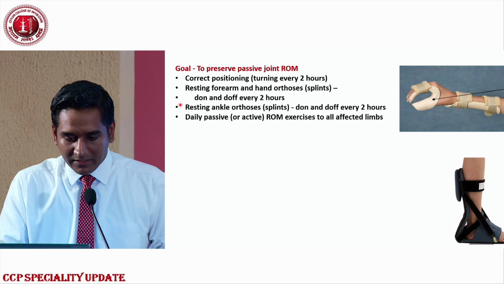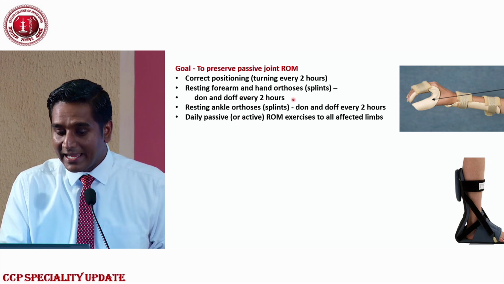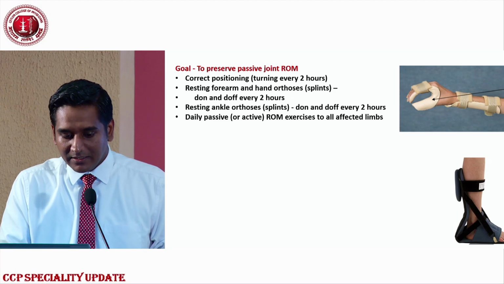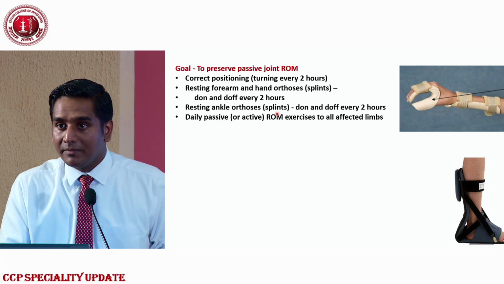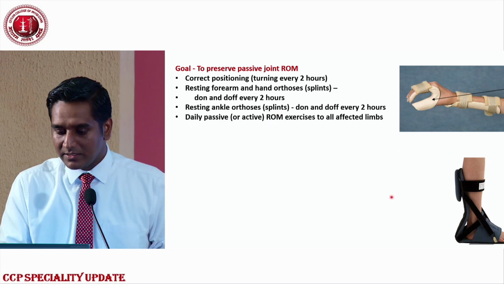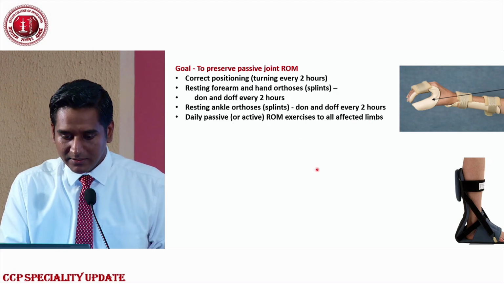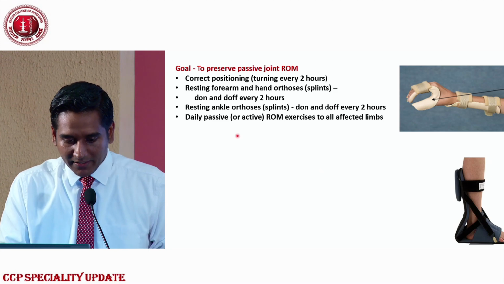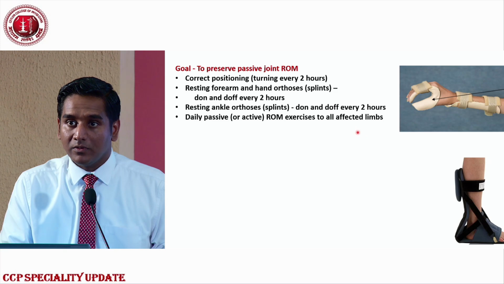It's very important. And then we can put the resting forearm and hand orthosis. We call it splints. And they have to be taken on and off every 2 hours. Otherwise, the patient might develop pressure ulcers in the skin. And then resting ankle orthosis, which is here. Again, the same principle. Every 2 hours, we need to change it. And then daily passive, or if the patient can, active range of motion exercises to all affected limbs.